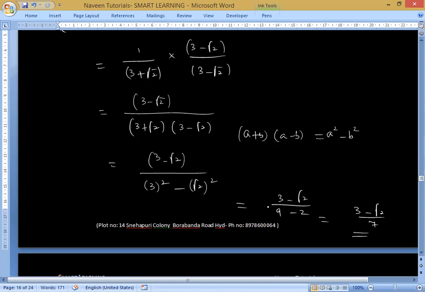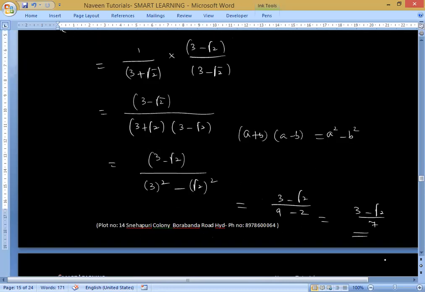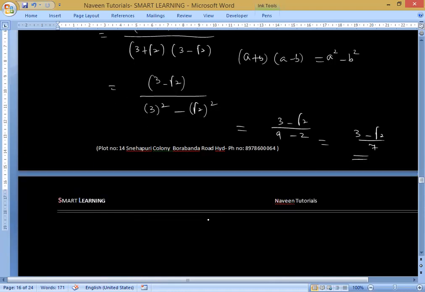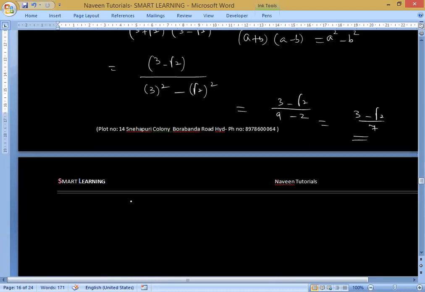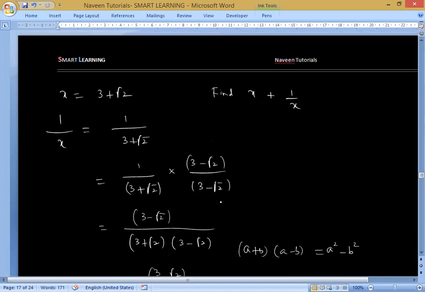But what you have to find, our question is x plus 1 by x. This is the value of 1 by x. Am I right? The value which you got is the value of 1 by x. 1 by x is equal to 3 minus root 2 by 7. Our question is x plus 1 by x, right? So what is this x? x is given as 3 plus root 2.